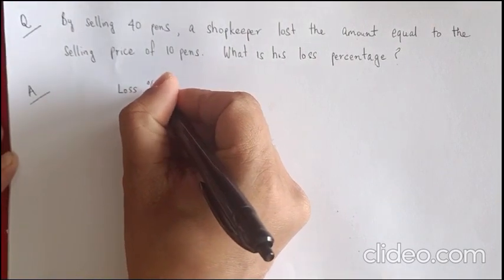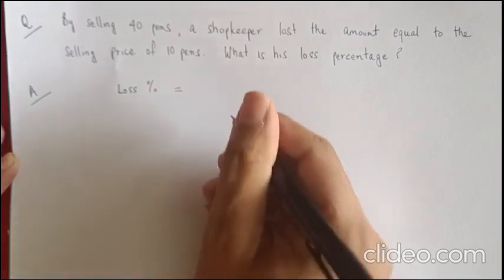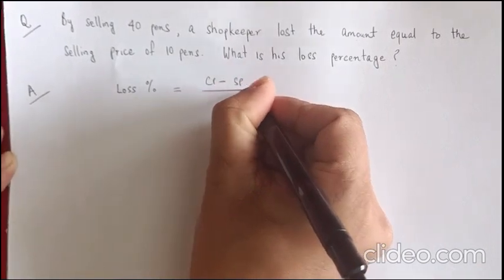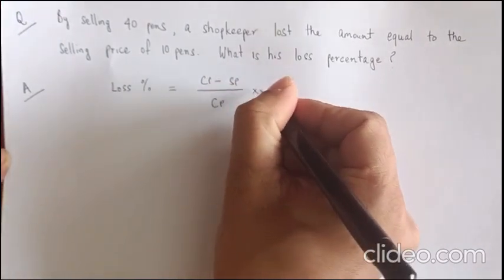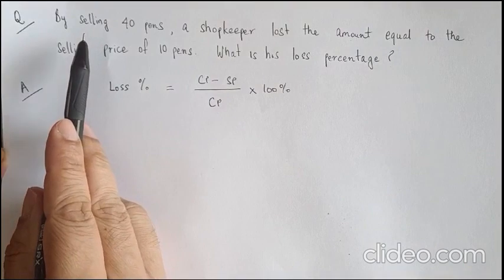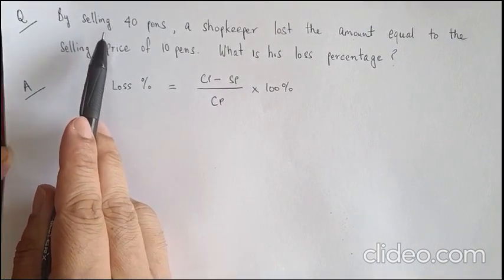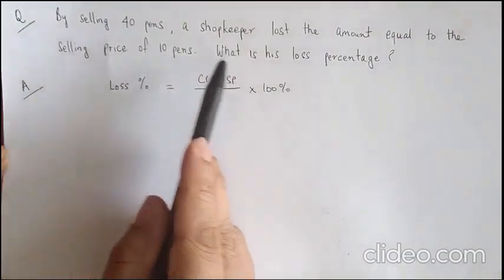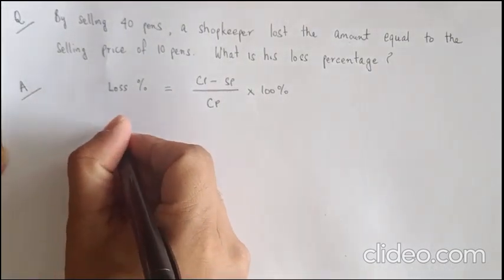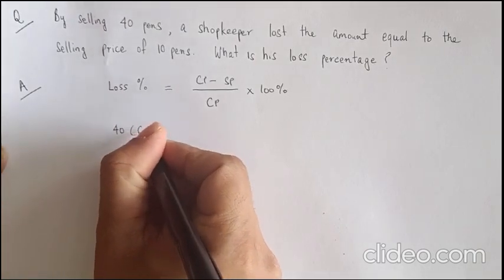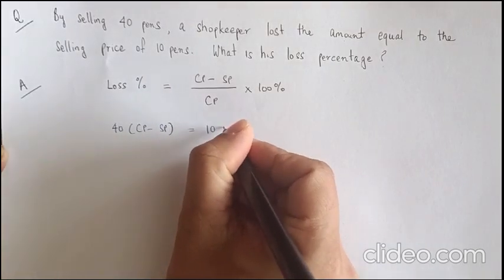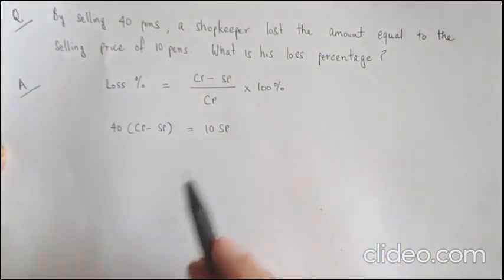Loss percentage is equal to the loss. The loss is the cost price minus the selling price, divided by the cost price, into 100%. So from this data, what do we know? We know that by selling 40 pens, the loss was equal to the selling price of 10 pens, which means 40 into the loss, so the loss is CP minus SP, is equal to the selling price of 10 pens, right?